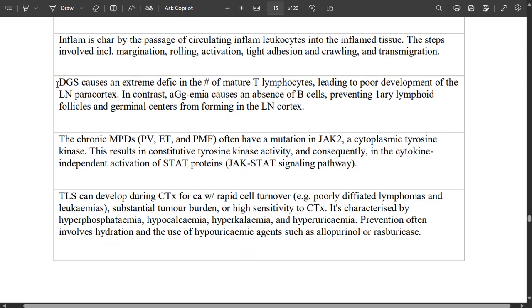So DiGeorge syndrome causes an extreme deficiency in the number of mature T lymphocytes, leading to poor development of the lymph node paracortex. DiGeorge syndrome. So what is DiGeorge syndrome?